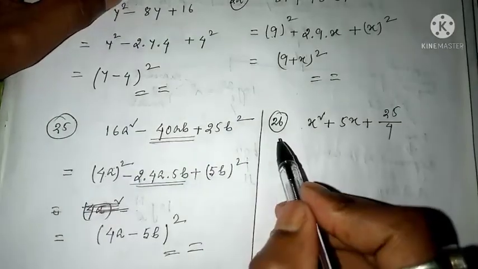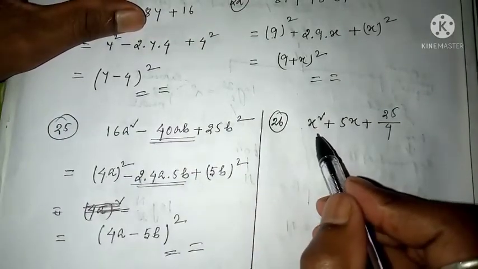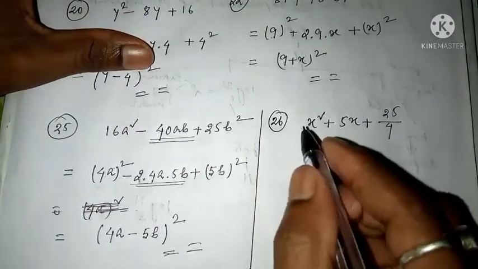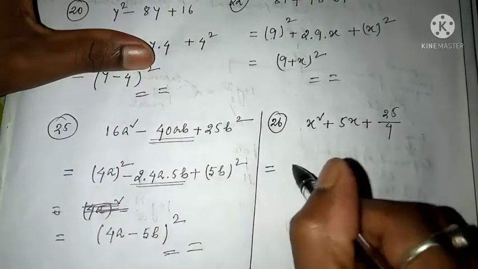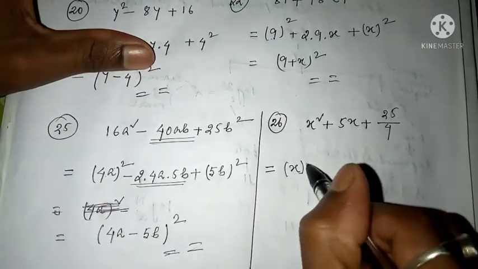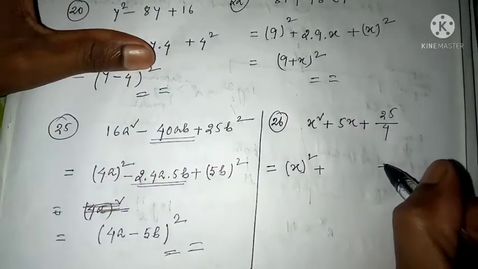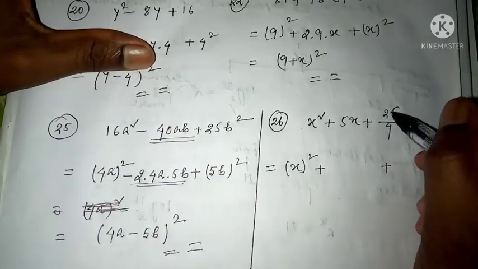Now this is our 26th number question. This is a little different. Okay, x square plus 5x plus 25 by 4. Now see how to solve this one. The first is your x square, okay, plus, then here I'll write plus this 25 by 4.